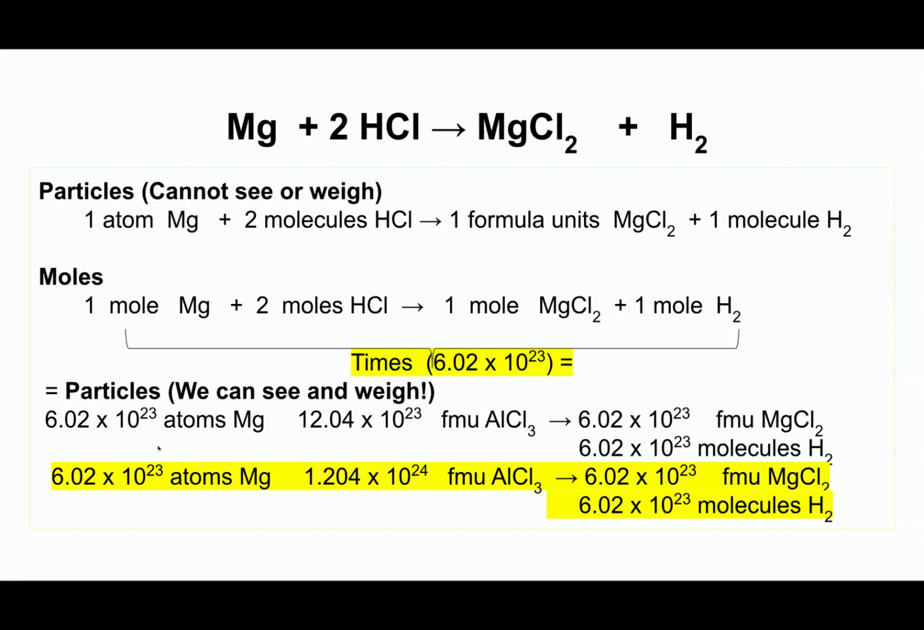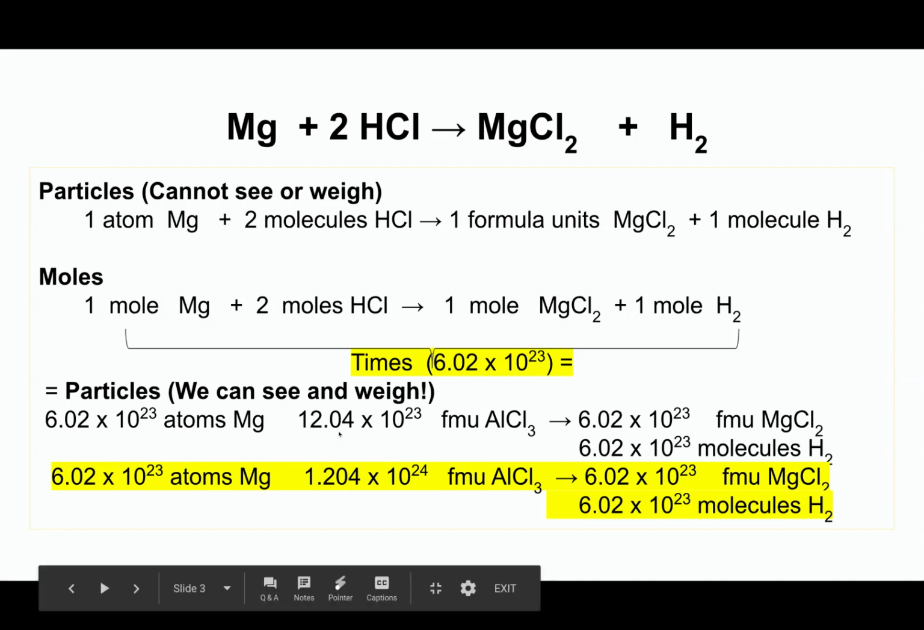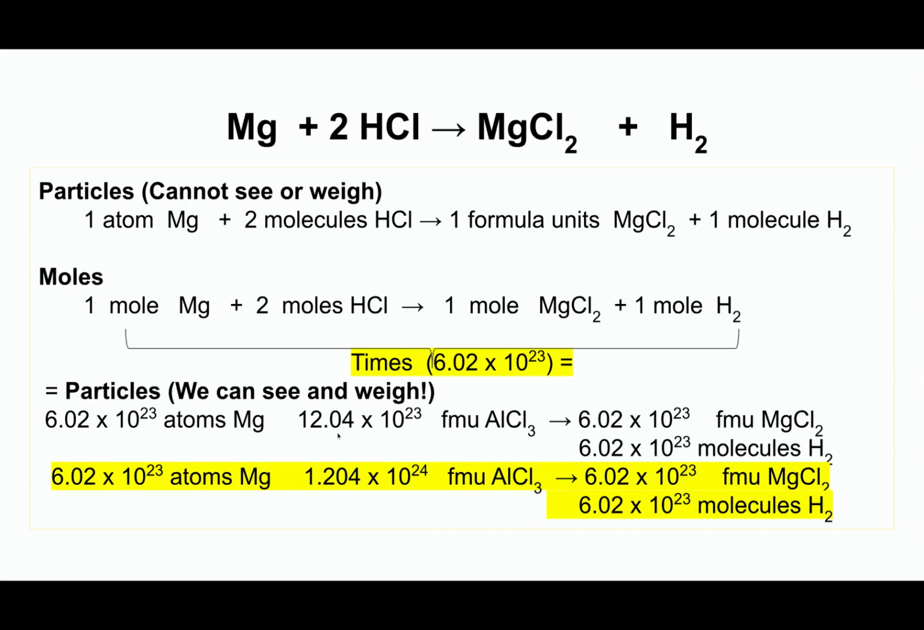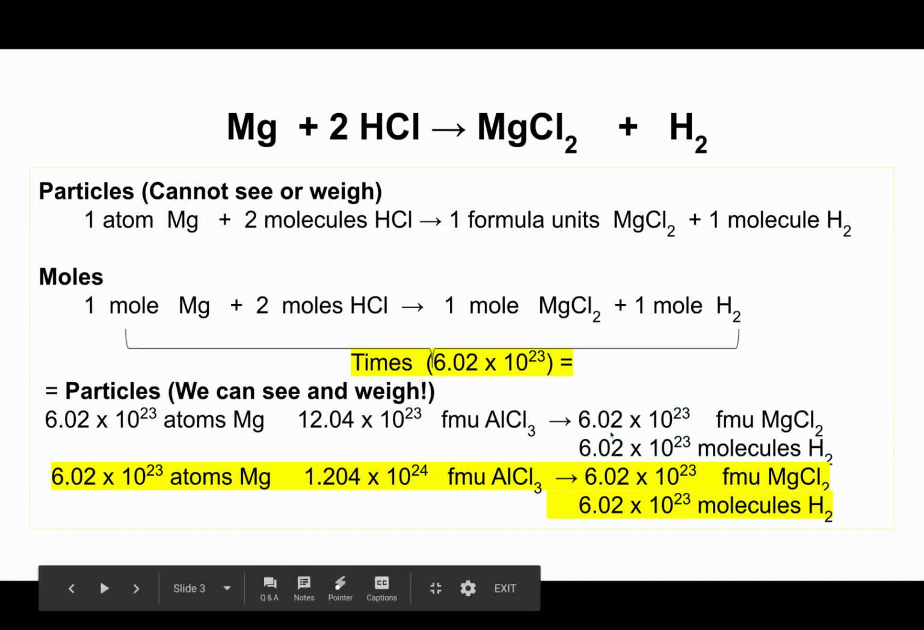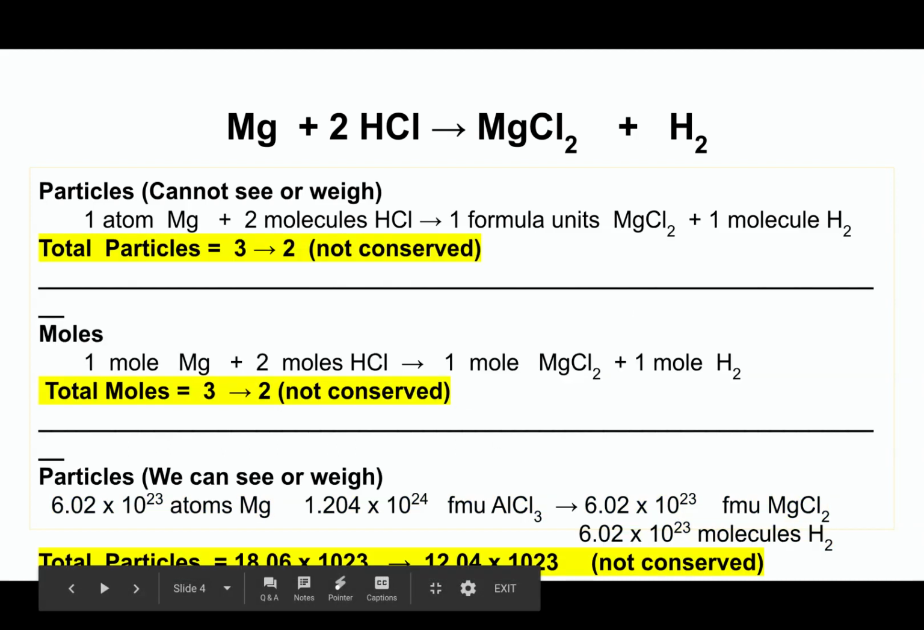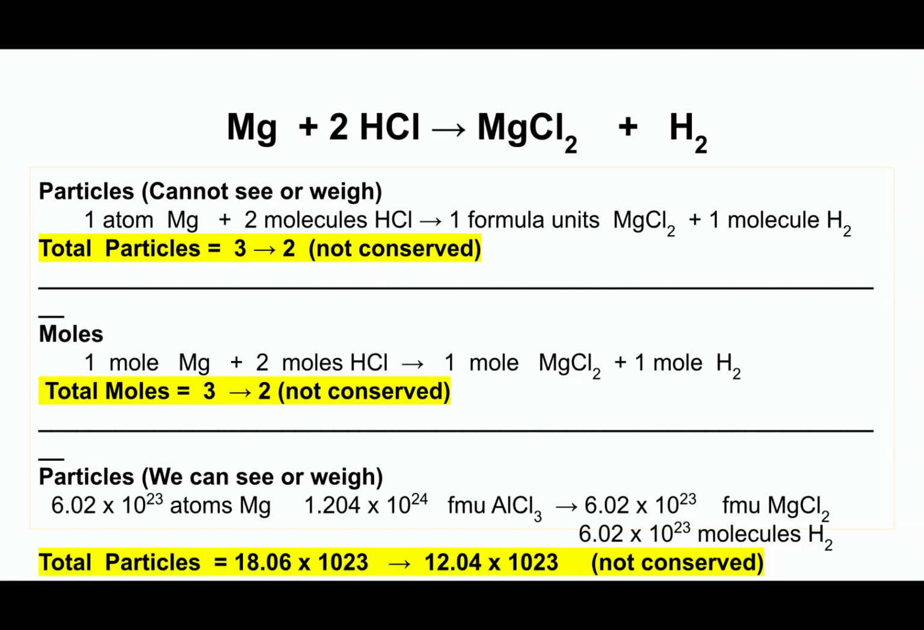So we see we have 6.02 times 10 to the 23rd atoms of Mg, 12.04 times 10 to the 23rd formula units of aluminum chloride. We abbreviated formula units to be FMU. And we have 6.02 times 10 to the 23rd formula units of magnesium chloride and 6.02 times 10 to the 23rd molecules of hydrogen. Notice it was simplified to write 12.04 times 10 to the 23rd formula units as 1.204 times 10 to the 24th. This is done because this is proper scientific notation. On that last slide, you could also see in the speaker notes how those numbers are converted without using a calculator and just by moving the decimal.